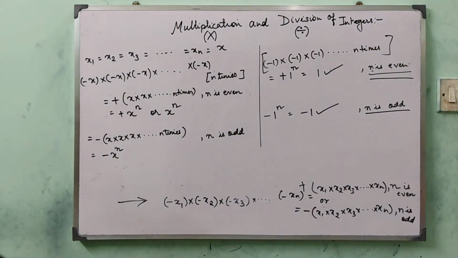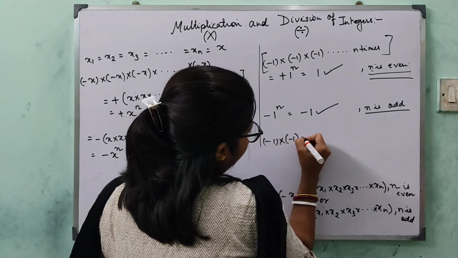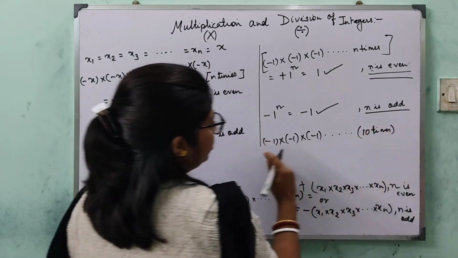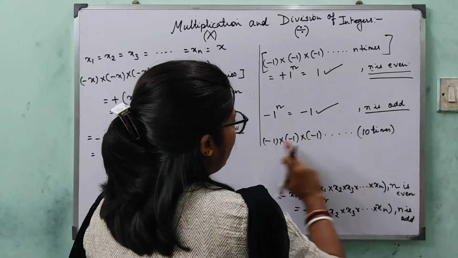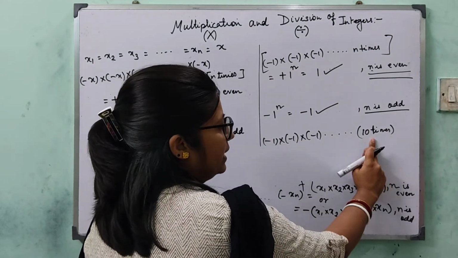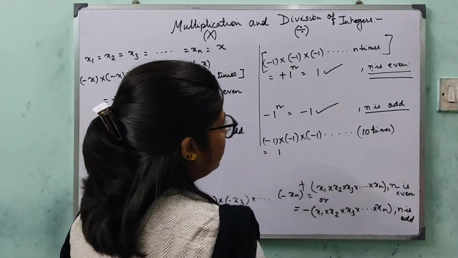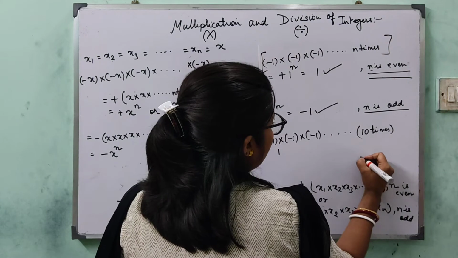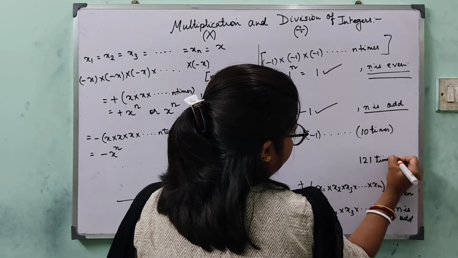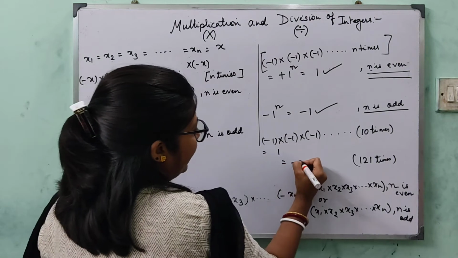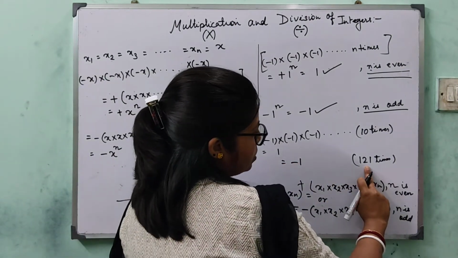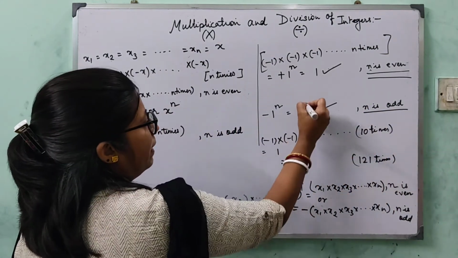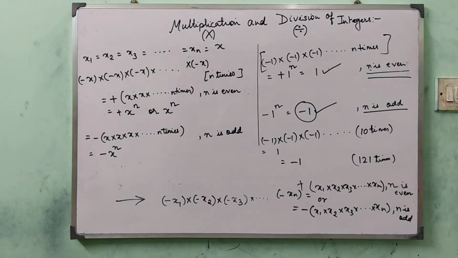You don't need to multiply. Suppose I say minus 1 into minus 1 into minus 1, say 10 times I multiply. Do you think you need to multiply minus 1 ten times? No, because minus 1 is multiplied 10 times, and 10 is an even number. So the answer will be 1, because n is even, the answer is 1. If minus 1 is multiplied 121 times, then what will be the answer? It will be minus 1. Why minus 1? Because 121 is an odd number. So for n being odd, the answer is minus 1. I hope it is clear.